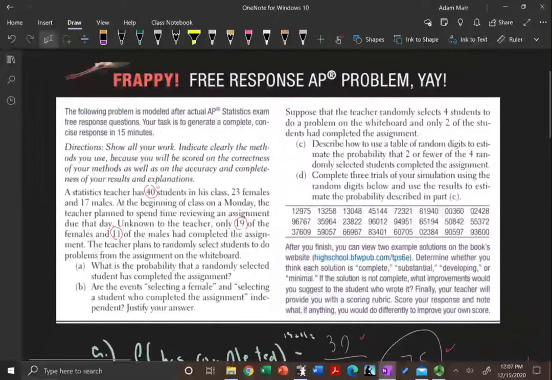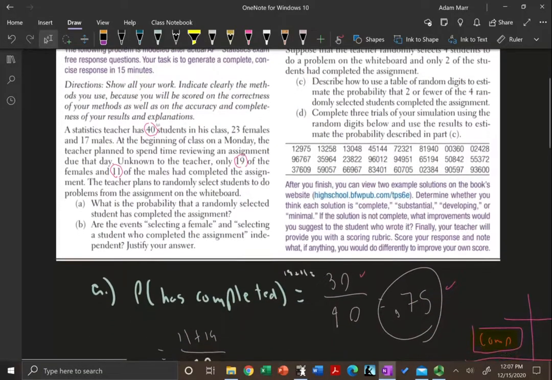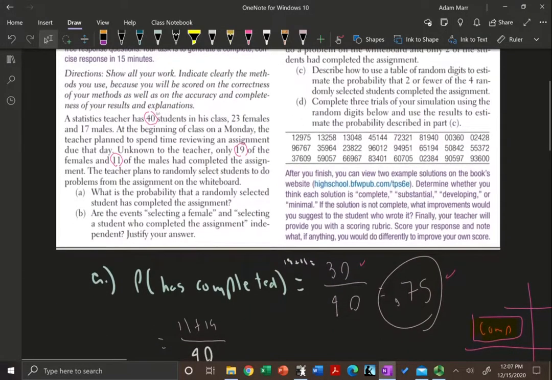A statistics teacher has 40 students in his class. 23 are females, 17 are males. At the beginning of class on Monday, the teacher planned to spend the time reviewing an assignment due that day. Unknown to the teacher, only 19 of the females and 11 of the males had completed the assignment. The teacher plans to randomly select students to do problems from the assignment on the whiteboard.